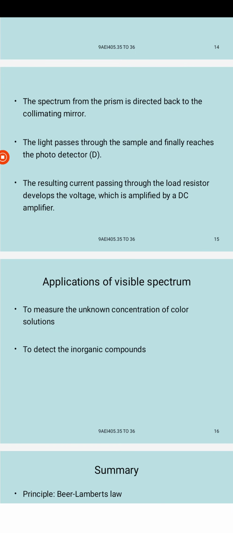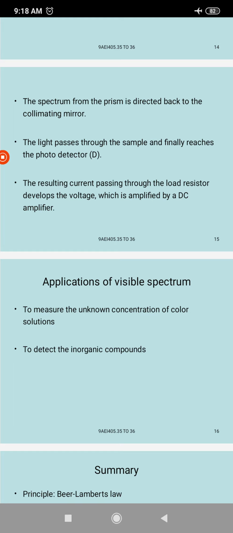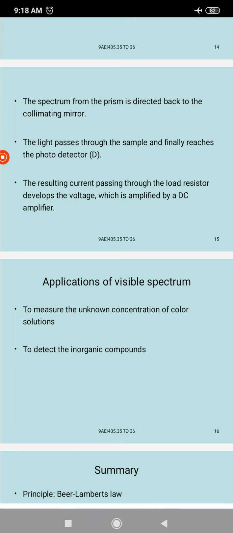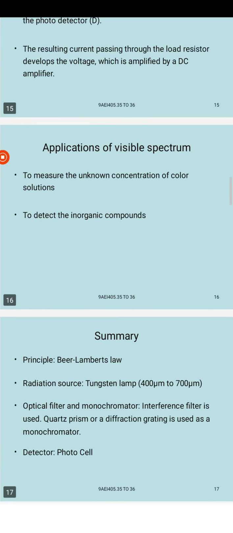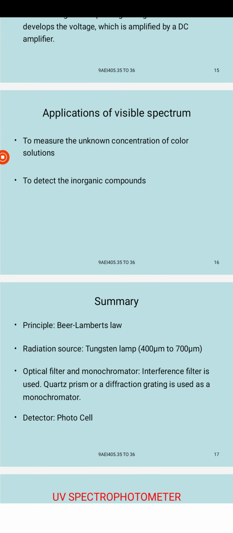The spectrum from the prism is directed back to the collimating mirror. Light passes through the sample and finally reaches the photodetector D. The resulting current passing through the load resistor develops a voltage, which is amplified by a DC amplifier. Application of spectrophotometer: to measure the unknown concentration of colored solutions and to detect inorganic components.